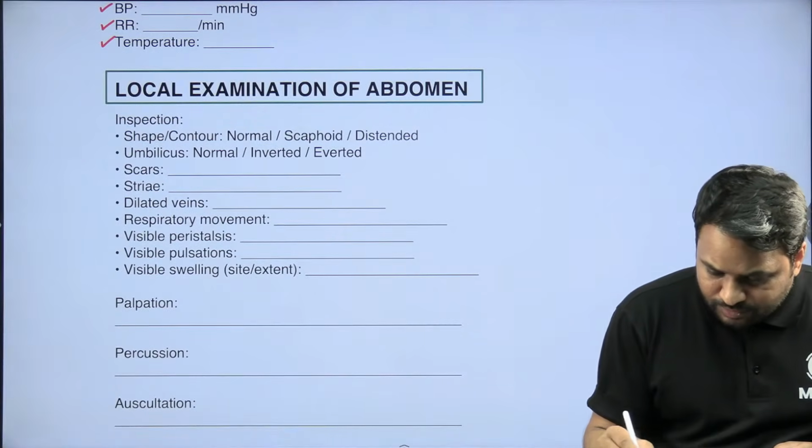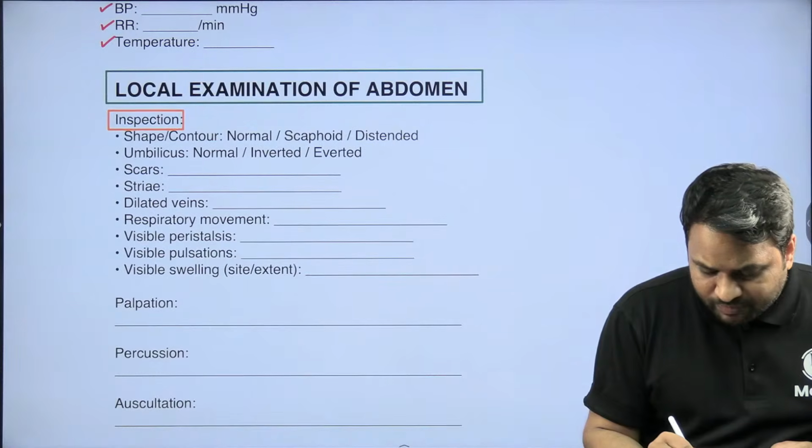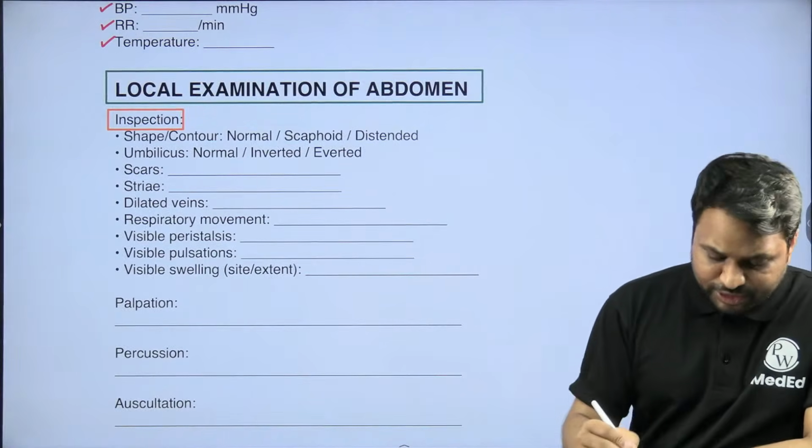So in the inspection, we'll see what the shape of the abdomen is. Is there any contour differentiation or not?